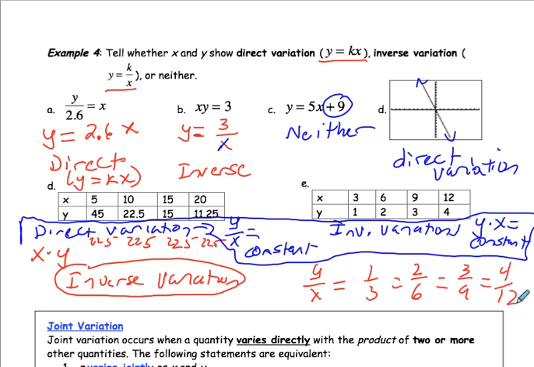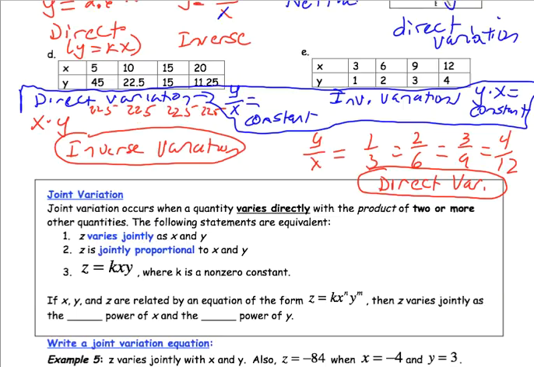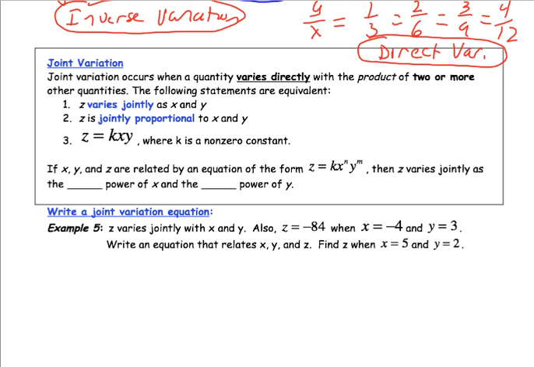So this is an example of direct variation. Next idea is we can talk about joint variation. So now we can combine the ideas that we had for direct and inverse variation with multiple variables.